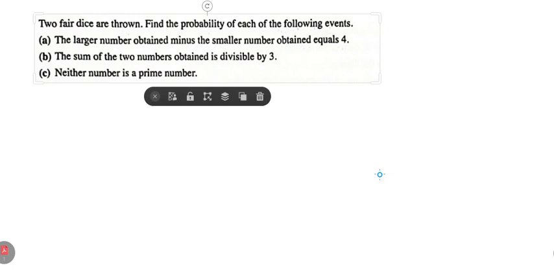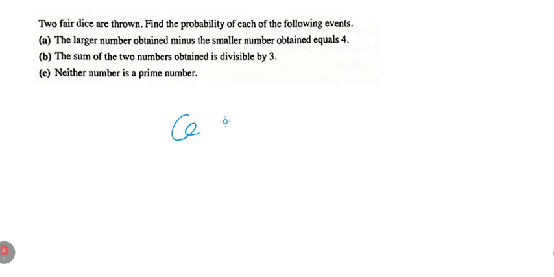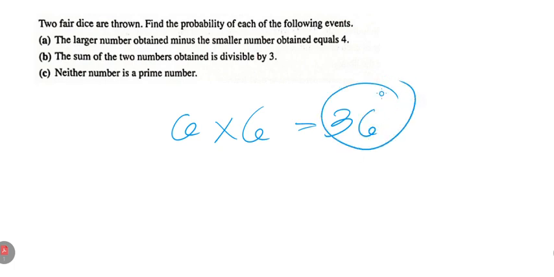Two fair dice are thrown to find the probability of each of the following events. But first, when we throw two fair dice, to find the total possible outcomes, that would be 6 times 6, so we have 6 times 6 equals 36. So this would be our possible outcomes.